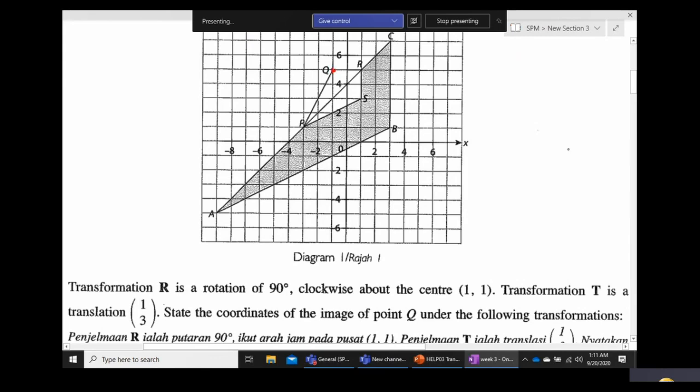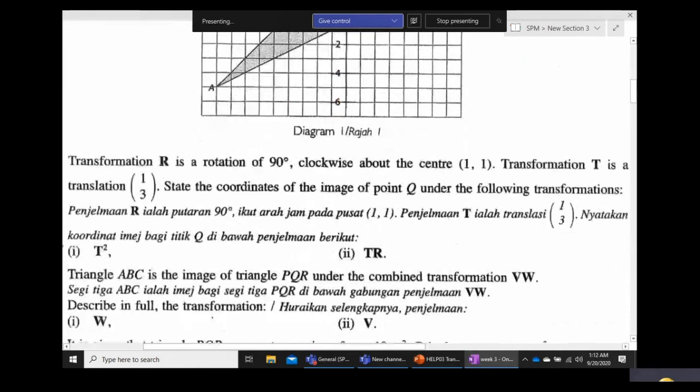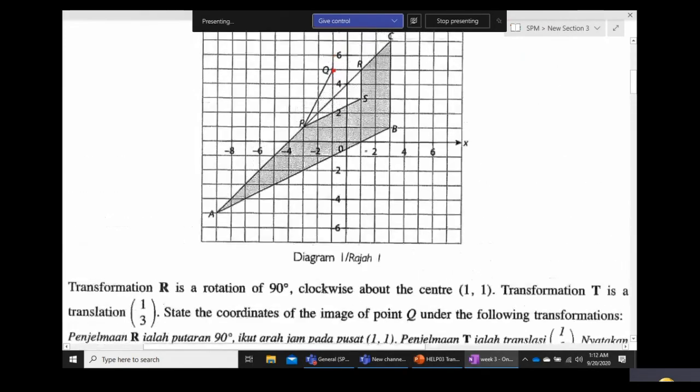Okay, Q. Okay, so you need to do what? T square. Oh, they love T square, right? Okay, from previous examples, as you can see, right? There are a few T square. T square means 2 times T, 2 times translation. So 1 right, 3 up.